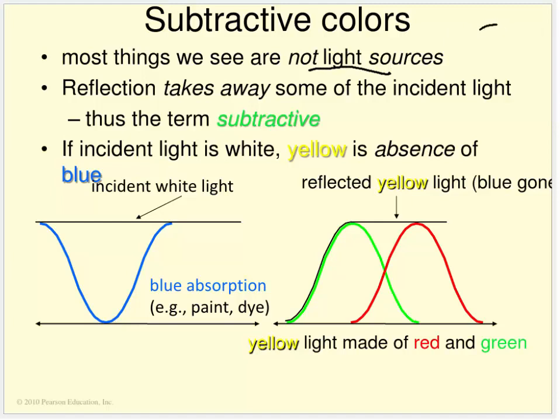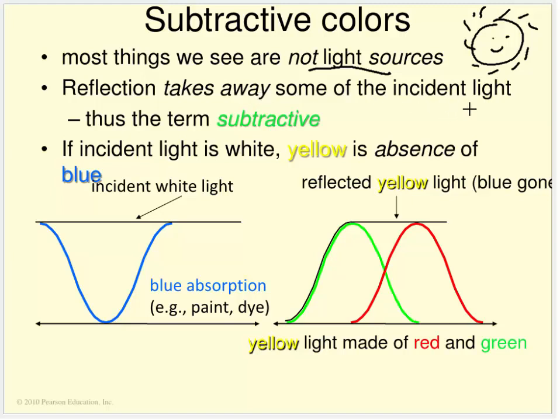Most of the things we look at are not light sources. Most of the things that we see are illuminated by something, say something like a sun or a light bulb that's going to put off all the colors of the rainbow. What reflection does is take away some of the incident light. So it's going to start off with red, and what colors does it remove?